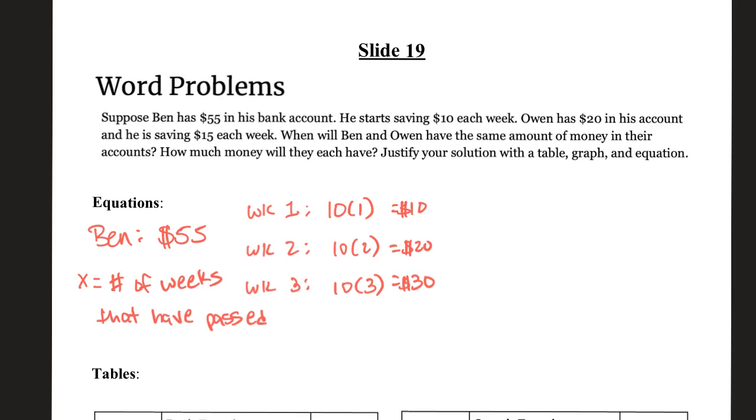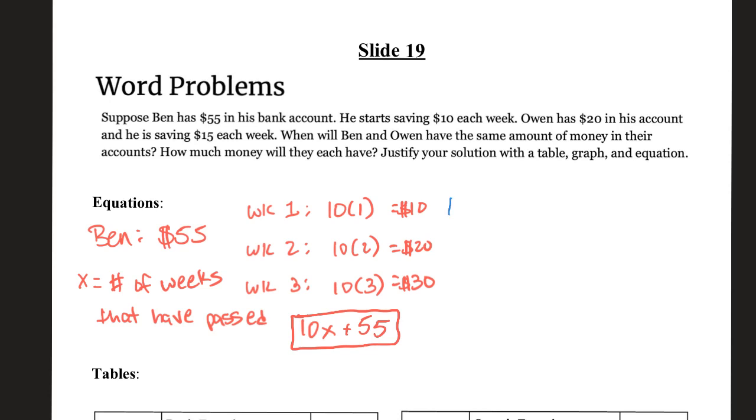Let's write an equation for Ben. Well, since x stands for the number of weeks, which is here, so week 1, that means it goes inside the parentheses over here. Same thing here. So I can write 10x, and then I have to make sure to add the 55 in there because that's how much he started with. So you just tack that on to the end. So this is the formula for how much money Ben will have after so many weeks.